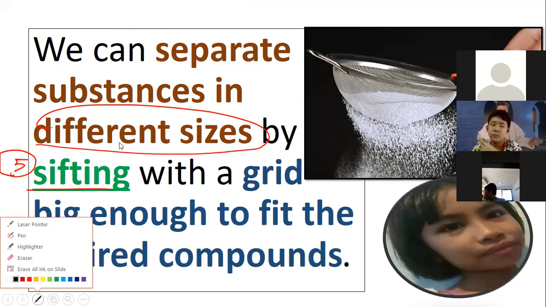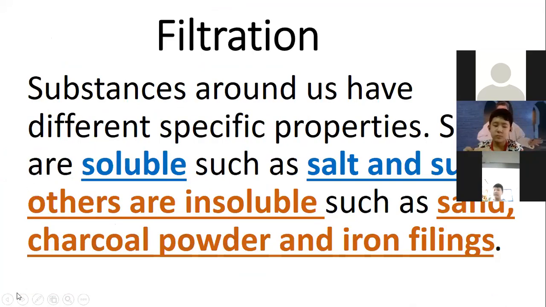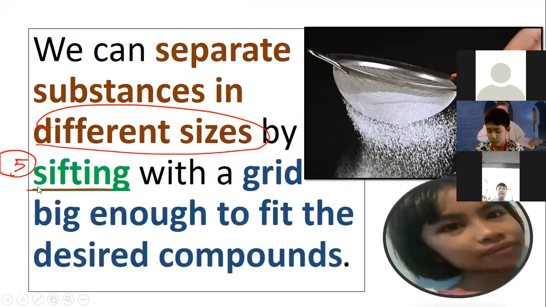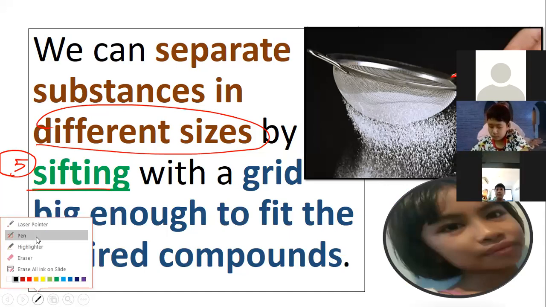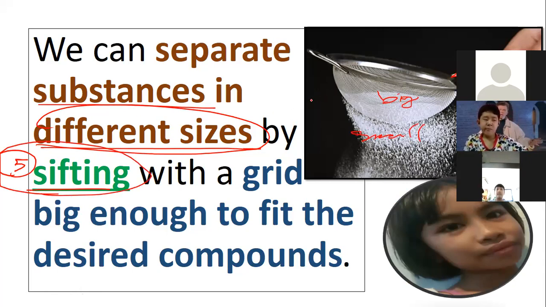We use that one to separate the solids. That's different. Different sizes: inside is bigger, and this one is small. So we can separate them by using sifting, the strainer.